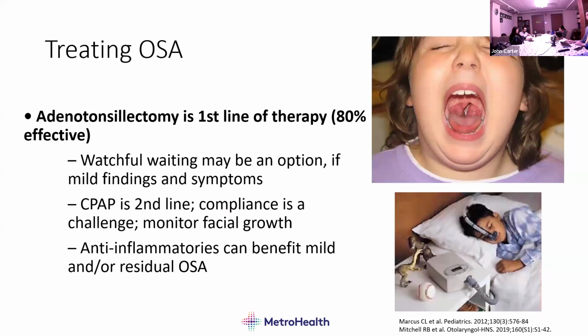Okay. Treating OSA, first line of therapy is adenotonsillectomy. The efficacy success rates are close to about 80%. Watchful waiting may be an option in cases of mild apnea, minimal symptomatology, but there are other options as well. CPAP is generally considered a second or third line of therapy, for patients who have not done well with surgery or for one reason or another aren't a candidate for surgery. And there's also medical treatment options that are pretty commonly approved.